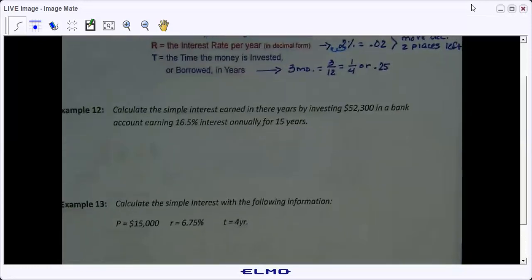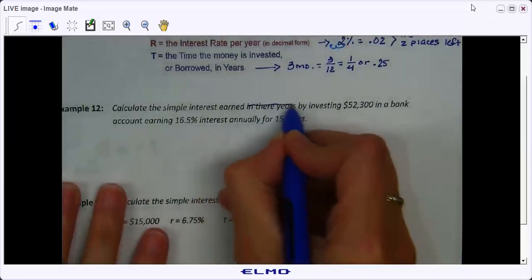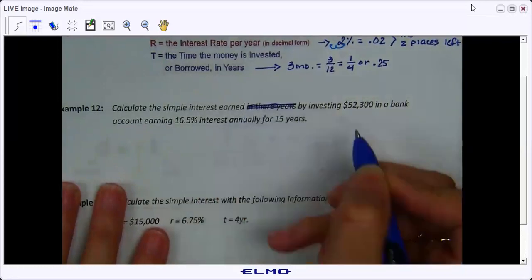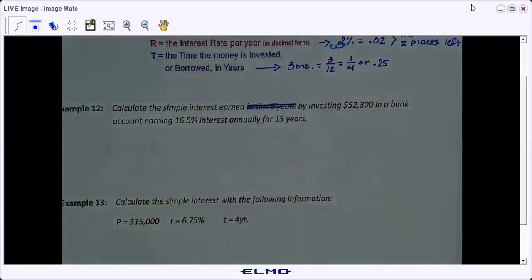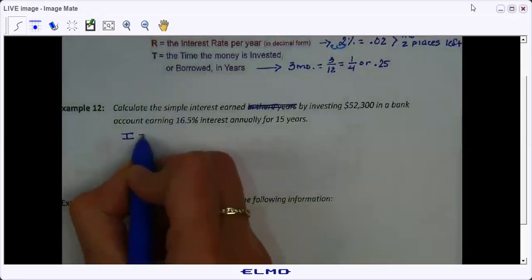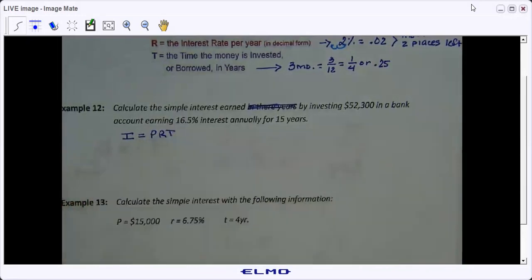All right, let's go down to example 12. It says calculate the simple interest earned. Cross this off. That is an error in my notes. By investing $52,300 in a bank account, earning 16.5% interest annually, that means every year for 15 years. So let's write out our formula. I equals PRT. And let's substitute the values that we know we have.